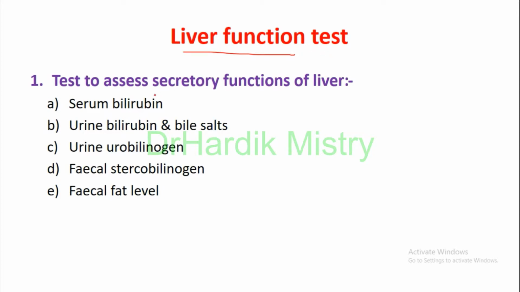Tests to assess the secretory functions of the liver. Which tests do we have to perform for the assessment of secretory functions of the liver? Serum bilirubin, urine bilirubin and bile salts, urine urobilinogen, fecal stercobilinogen and fecal fat level. All these are the tests to assess the secretory functions of the liver.